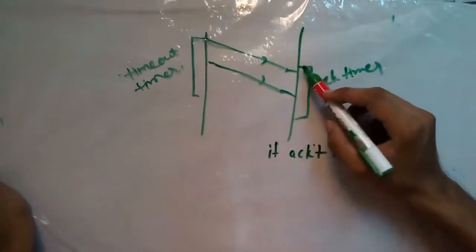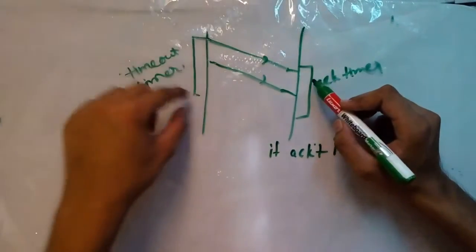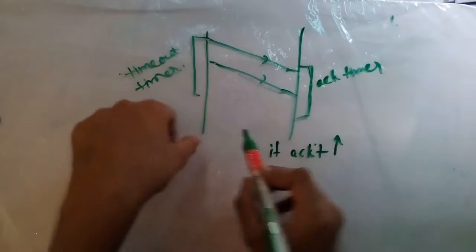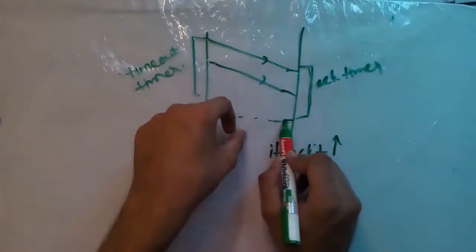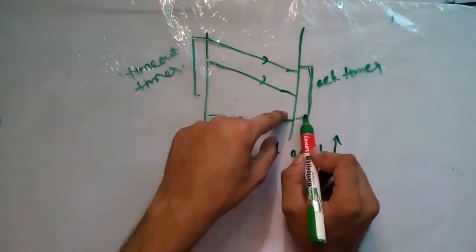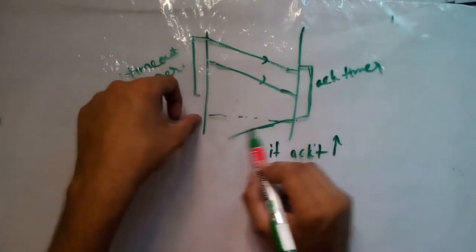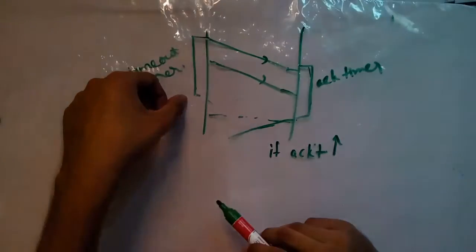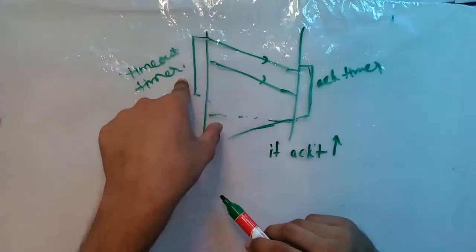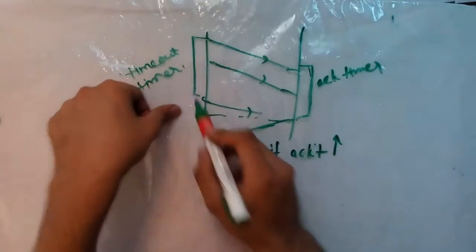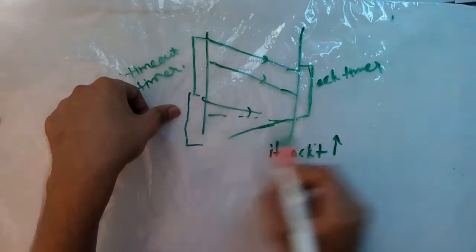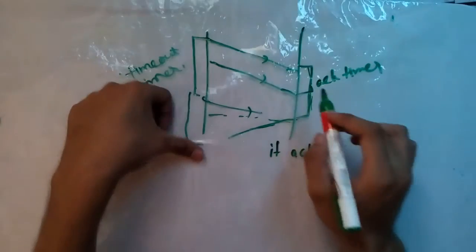Suppose this is the timeout timer for A, and this is the acknowledgement timer which is ending after the timeout timer. It would obviously send the acknowledgement after this acknowledgement timer ends, and before it sends, the timeout timer would run out. So the packet would be sent again unnecessarily. So either the timeout timer should be long enough or the acknowledgement timer should be short enough.